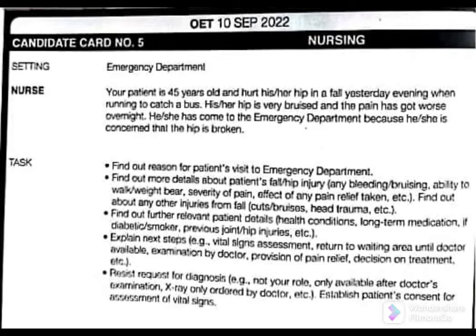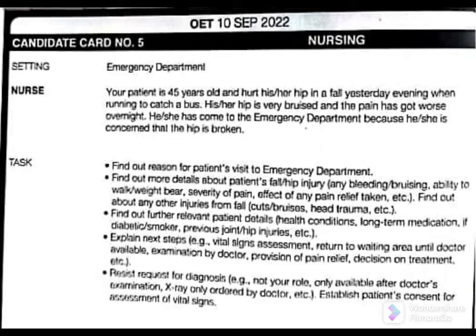Then the next task is to find out further relevant patient details regarding health conditions, long-term medication, if diabetic or smoker, previous joint or hip injuries, etc. Then we can ask for getting your history further. May I ask you a question regarding your health condition? Do you have any medical conditions or surgical conditions, or are you on any long-term medications?